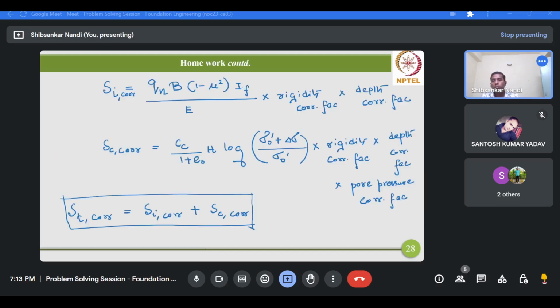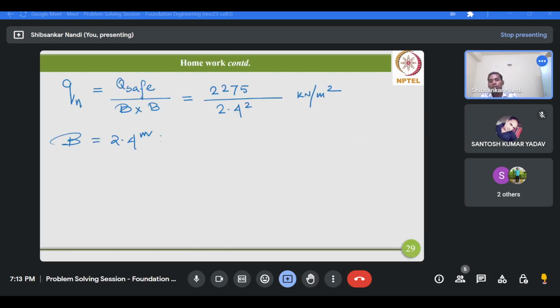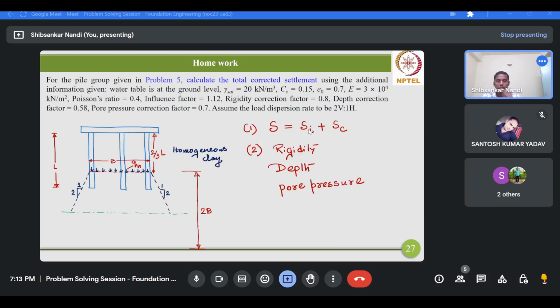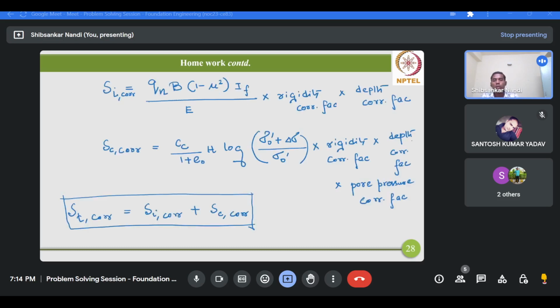So Qn B, we know the mu value, so this is given as 0.4. Then IF, this is, I hope, given as 1.2, which is the influence factor. Then elasticity modulus, so E value 3 into 4. So if we substitute these values in this equation, we can easily calculate the uncorrected immediate settlement.